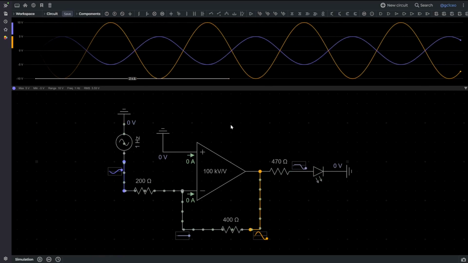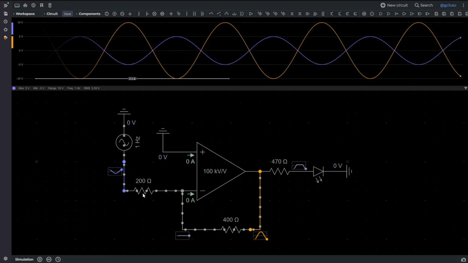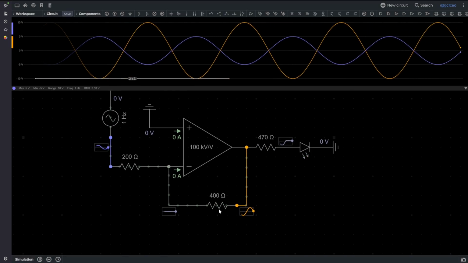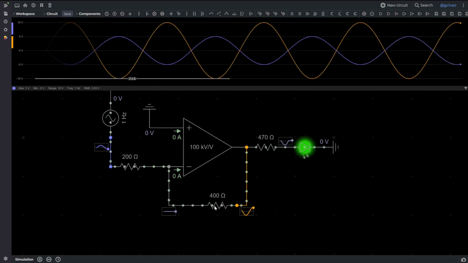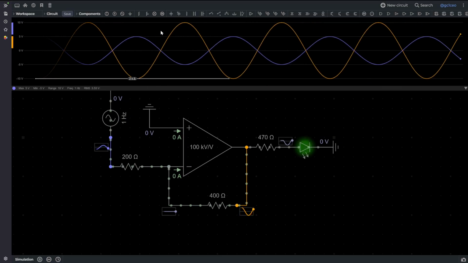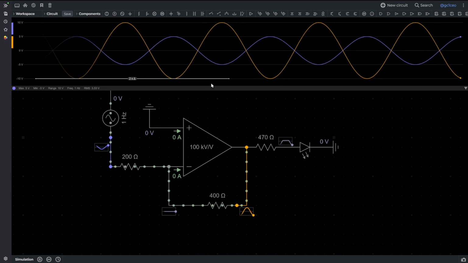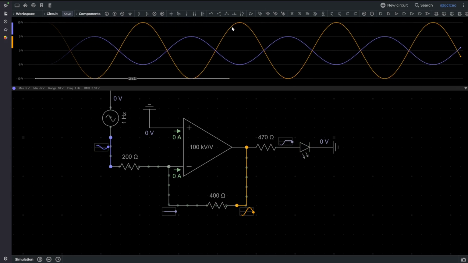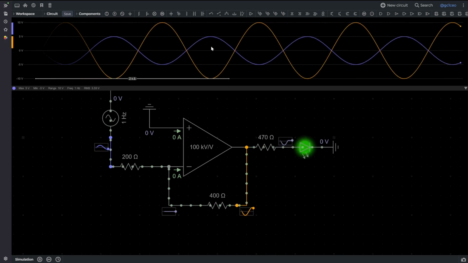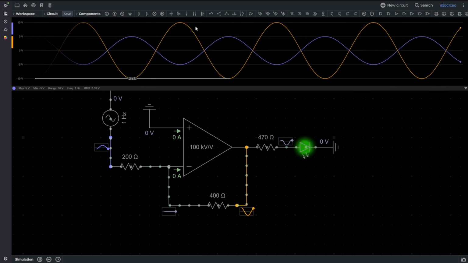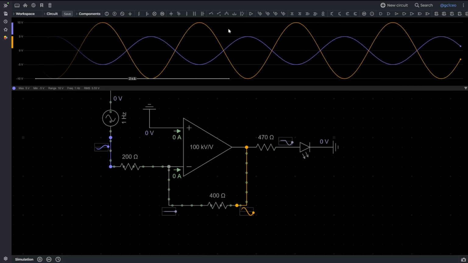So going through a 200 ohm resistor and then a 400 ohm resistor, this means that we're getting a gain of 2. The output signal is both 180 degrees out of phase, and twice the signal here. As you'll notice, our bluish color here is the original signal, and the green is the output.